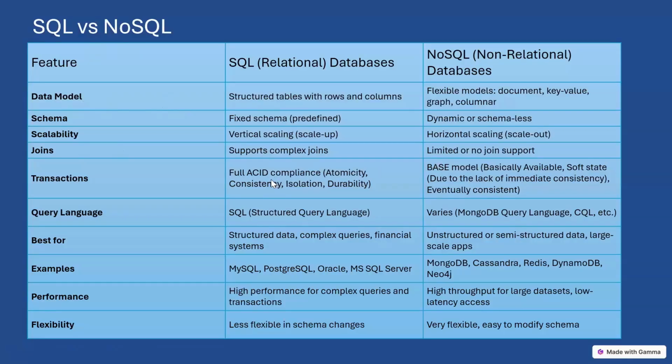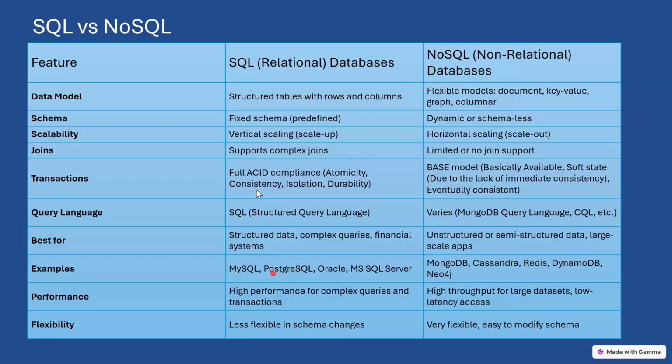Then we also talked about ACID compliance. SQL is ACID compliant, but NoSQL follows the BASE model: basically available, soft state, and eventually consistent, not immediately consistent. Then the query language: SQL databases support SQL queries, whereas NoSQL databases support different query patterns. You can have JSON-based queries and other things as well.